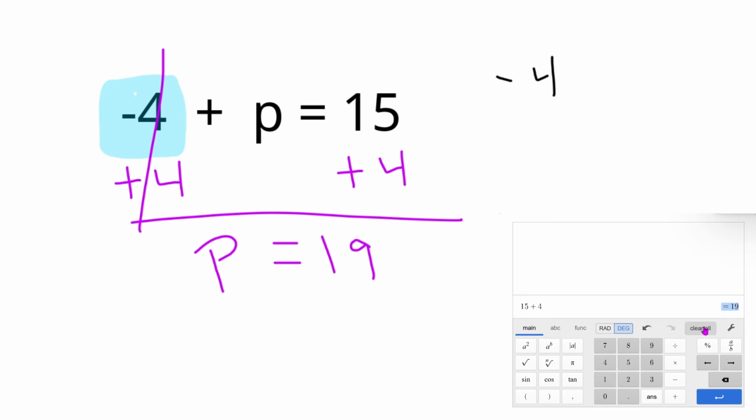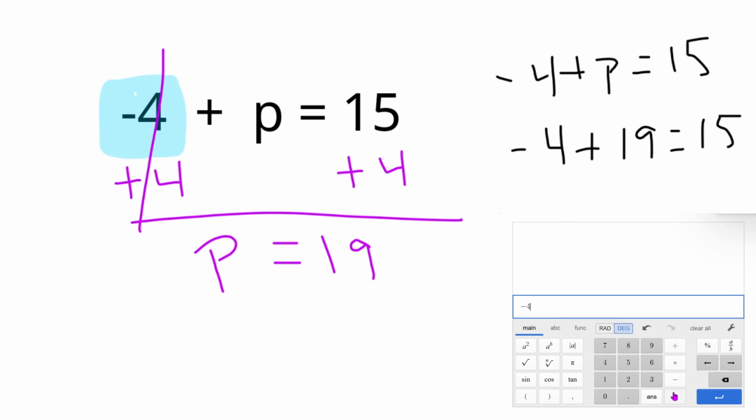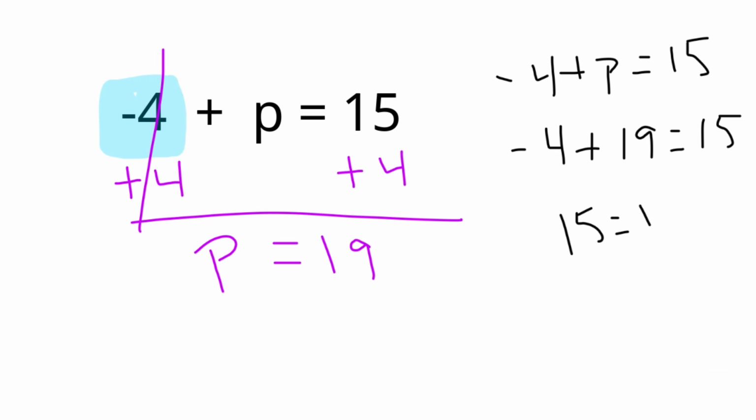Now let's perform a 3-step check. We have negative 4 plus a number equals 15. Now let's plug in what p is. So negative 4 plus 19 equals 15. Step 3, confirm that negative 4 plus 19 is in fact 15. 15 equals 15. It checks out.